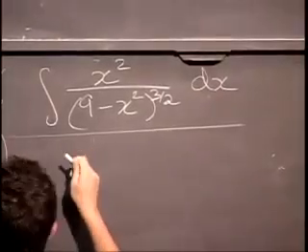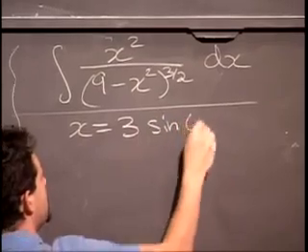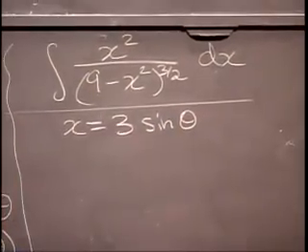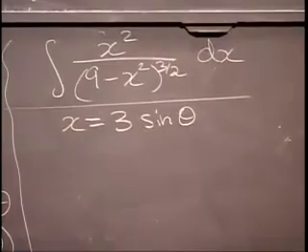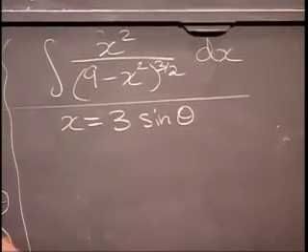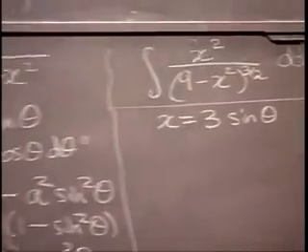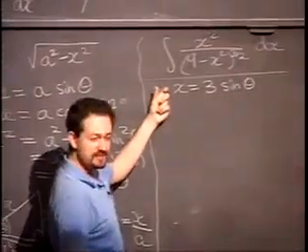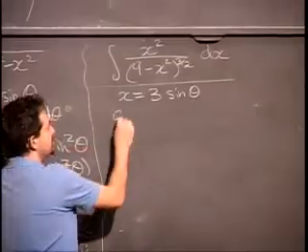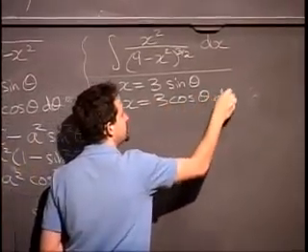Except instead of x equals a sine theta, I'm going to have x equals 3 sine theta, because as I said, a squared is 9, so a should be 3. I'm going to end up generating this, but you don't even really need to remember it. Once you've written this down, you obviously need to know what dx is, like any substitution. So it's 3 cosine theta d theta.